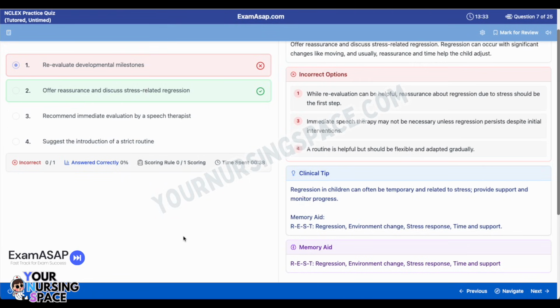Clinical tip: regression in children can often be temporary and related to stress. Provide support and monitor progress. Memory aid, REST: regression, environment change, stress response, time and support.